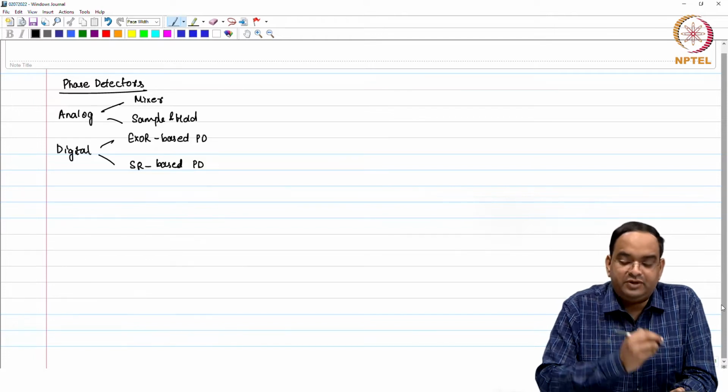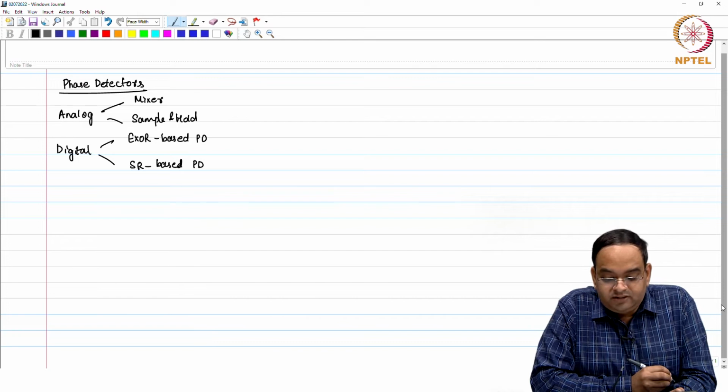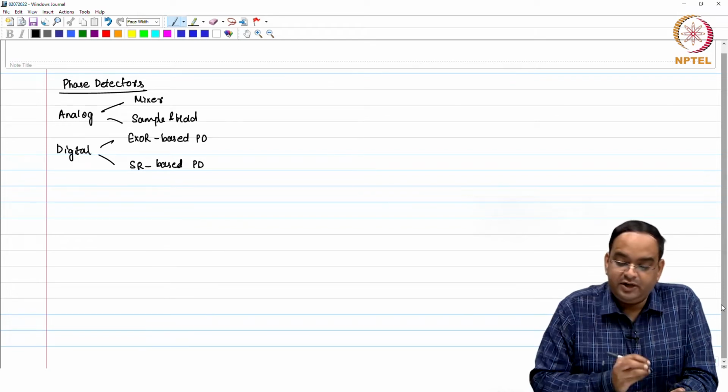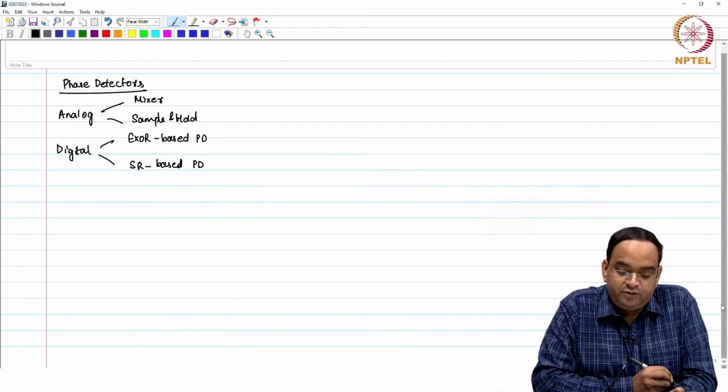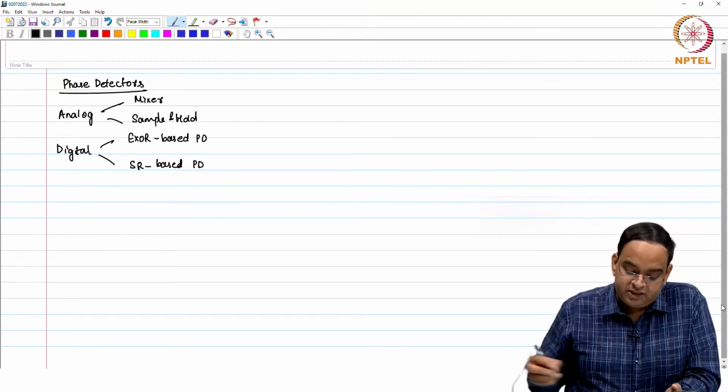Now, when you are using these phase error detectors in a PLL, you have to detect the phase and frequency both. So, when you have phase and frequency both, we need to check whether these phase error detectors will be able to detect the frequency error, or for that matter even whether the frequency error which it can detect is large or small. So, those things we need to check.